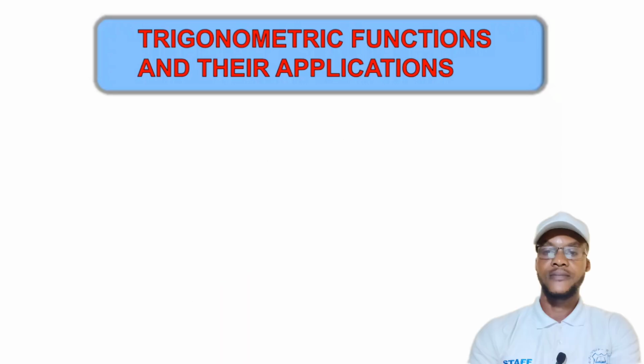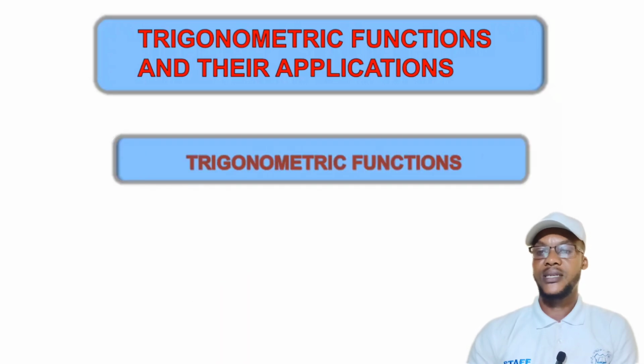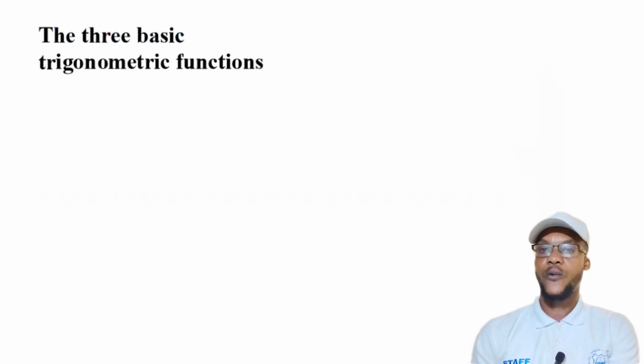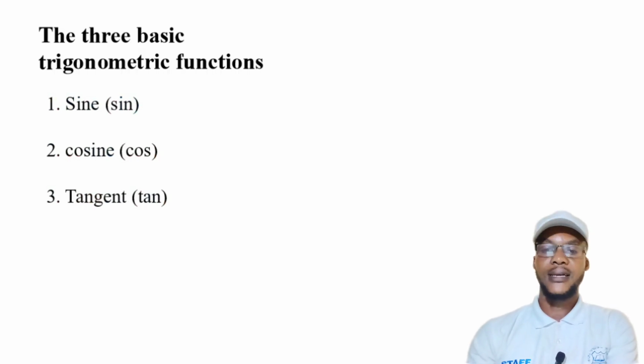All right, yes. So trigonometric functions deal with, or are related to, the right-angled triangle and its sides. All right, that is what we are going to look at. So we have three basic trigonometric functions. All right, and these are the sine, which in short we call sin. And then we also have cosine, which we shorten as cos, and then we have tangent.